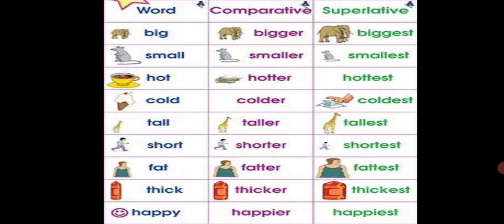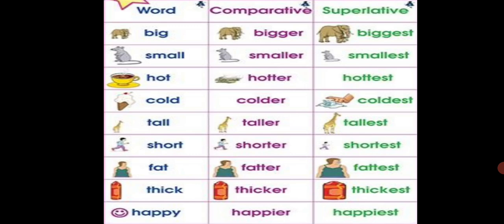Children, I'm beginning the session with a table. Look at this table, children. This table has three separate columns. The first column shows you some words. The second column is headed with comparative, and the third column has one heading. It shows superlative. So children, first I am just describing the table in front of you.